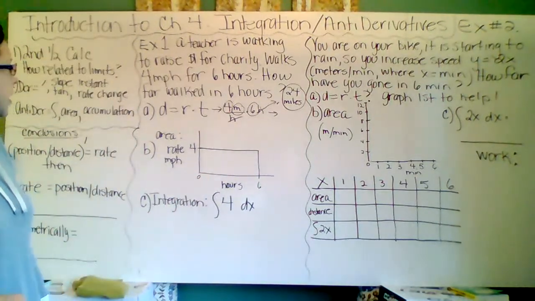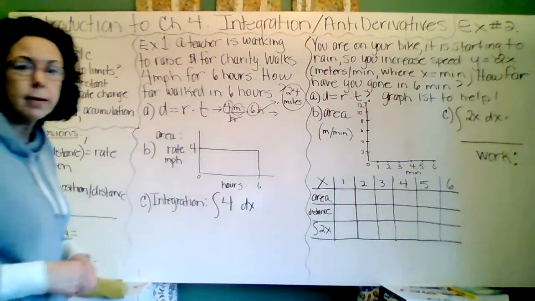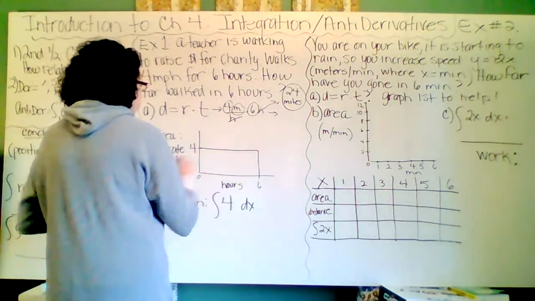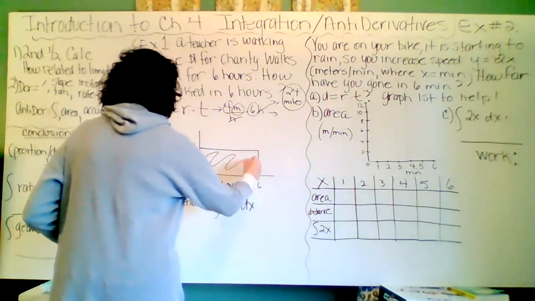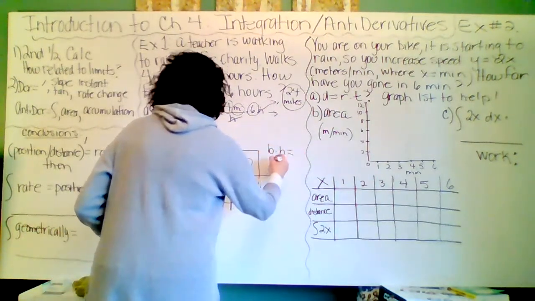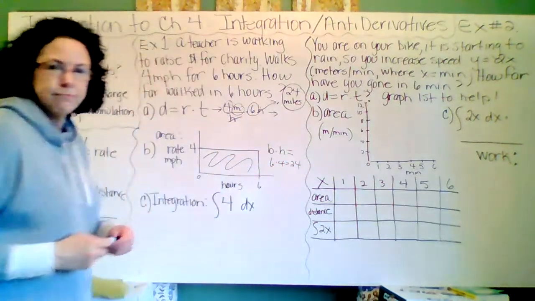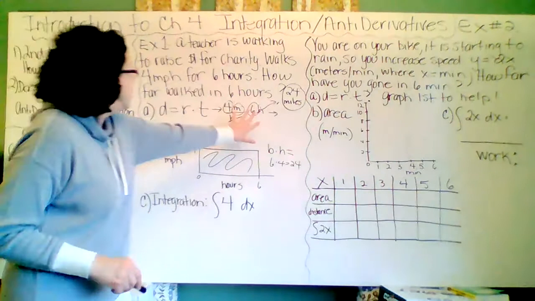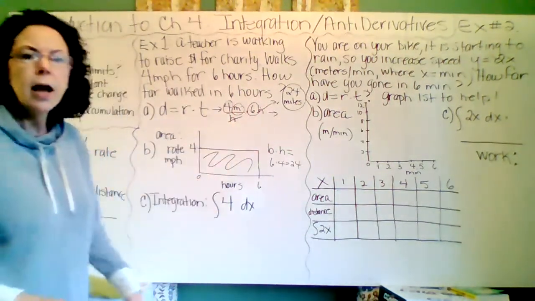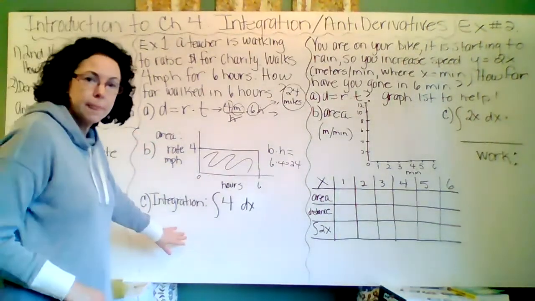How far did this teacher walk in 6 hours? We said that's 24, right? Which was 4 times 6. So in other words, it's the area of this rectangle, right? Base times height, right, is 6 times 4 is 24, right? So that's algebraically, and geometrically. Now, let's talk about what you're going to learn in chapter 4, integration.